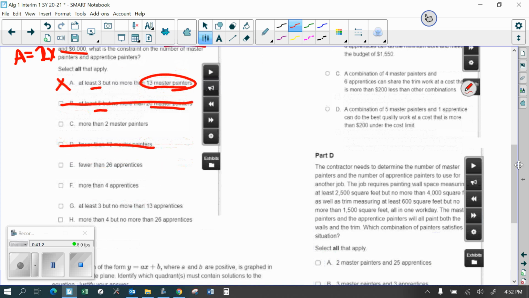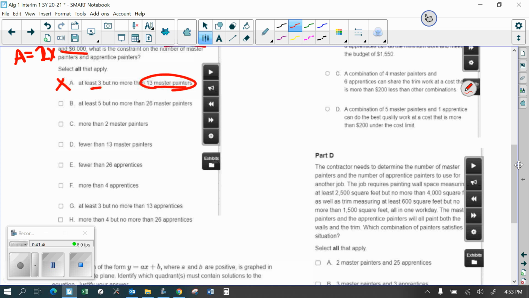Okay, so the trick part here is more than 4 apprentices. That's also going to be true, but it doesn't give you a max amount. So I'm thinking that means it can go all the way down, which doesn't make sense then.